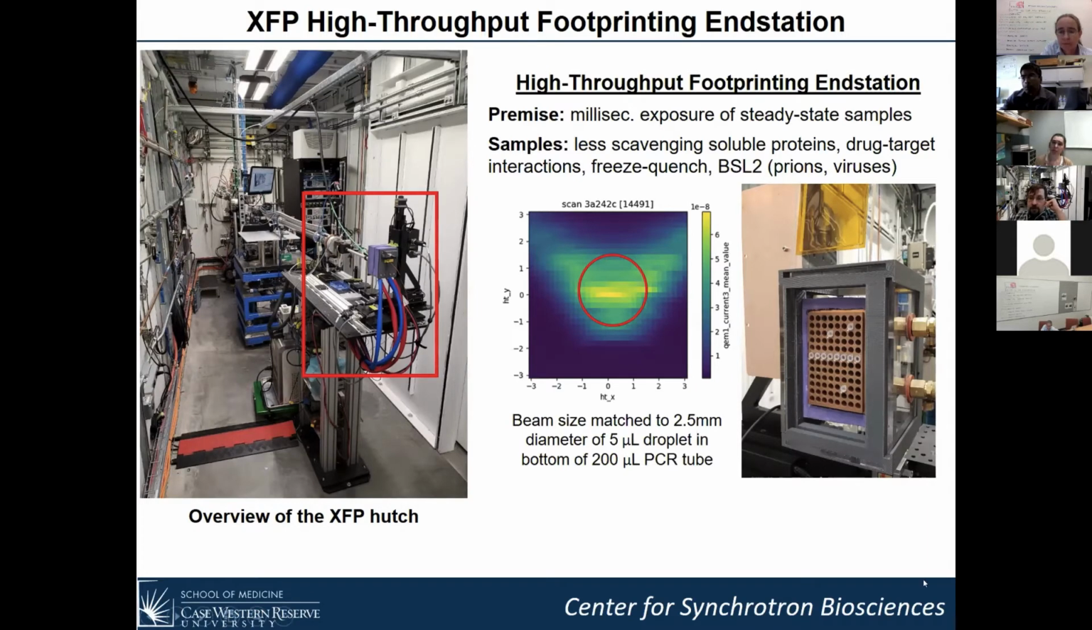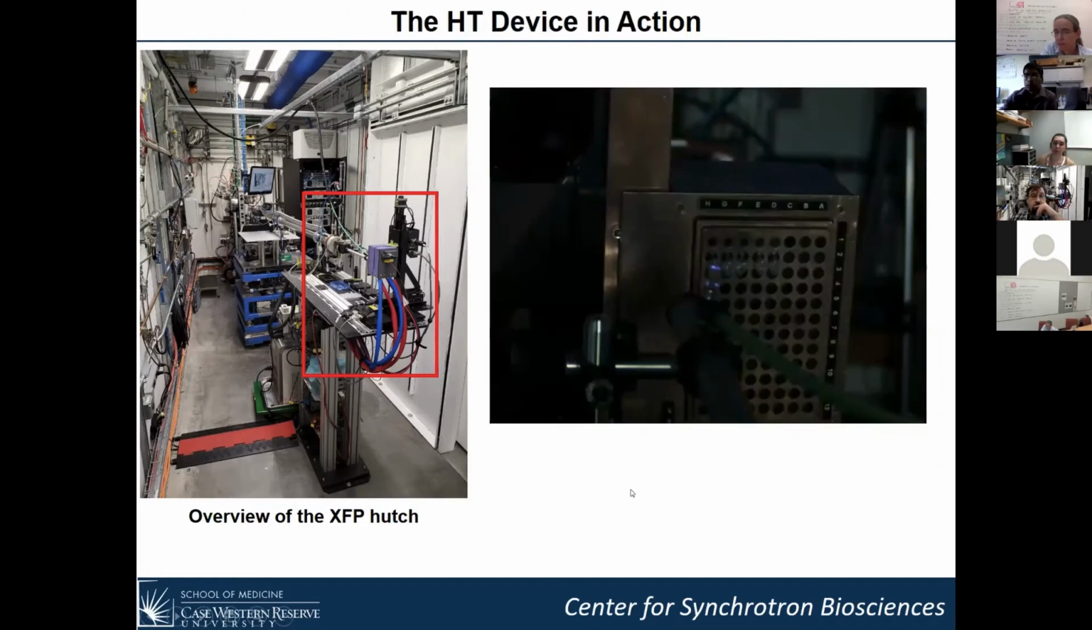The device itself is in a 96 well format, so we can take plates, strips, and tubes. We can cool it as low as minus 35 C, maintain it at room temperature, or maintain it at 4 C. We also have it in a little chamber where we can flow inert gas to reduce humidity and condensation. I'm going to show a little movie here, which may or may not work.